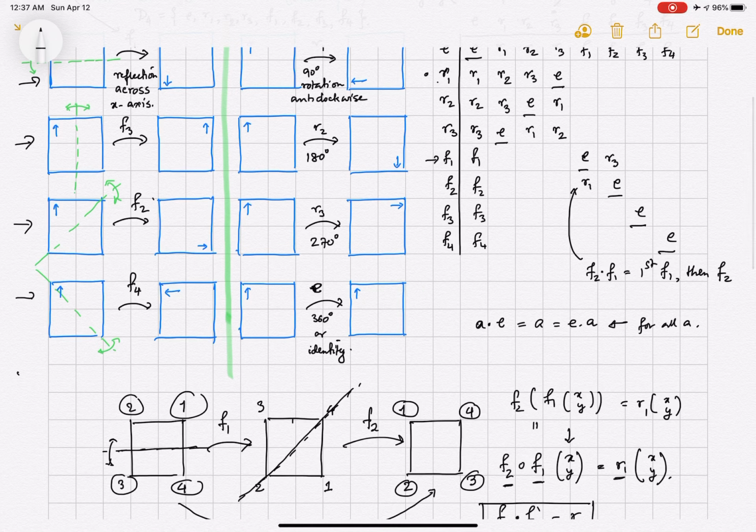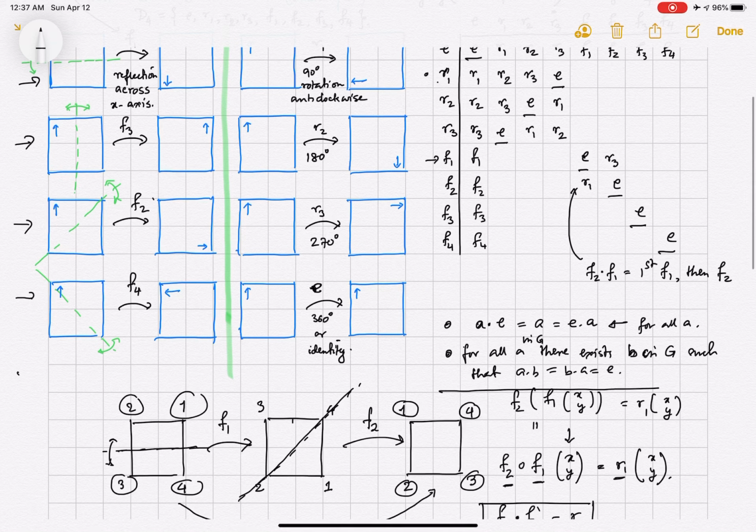So for each A in the group, there exists another guy, B, in G, such that when you multiply them in either order, you get the identity. That's going to be another axiom of a group. It's called the inverse axiom. So this B sort of acts as an inverse operation of A.